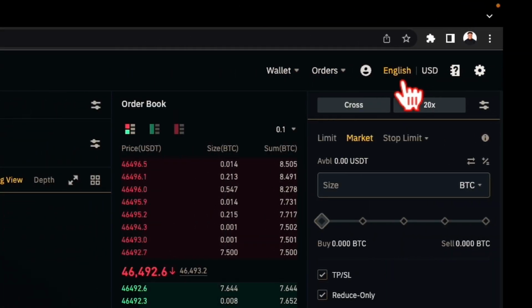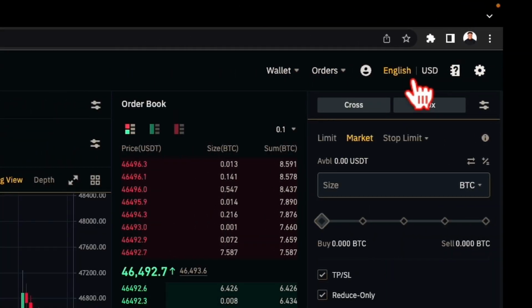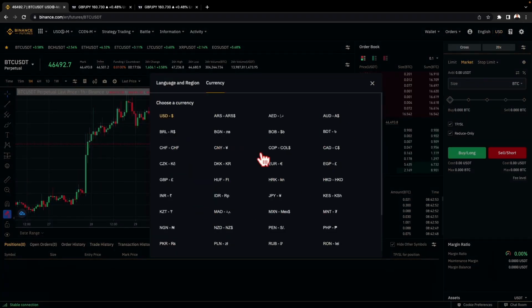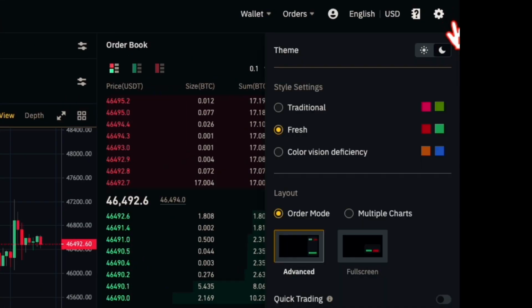So here you can change your language from English to whatever language you want. Here you can change the currency from US dollar to any other currency that you want. And if you click on here, we have more settings on how to change the look of this page, whether you want a fresh page or a traditional page. Simply this, with color, how your candle will look.